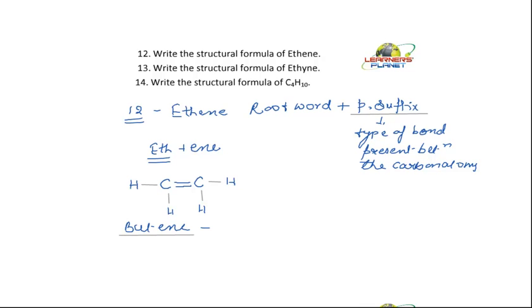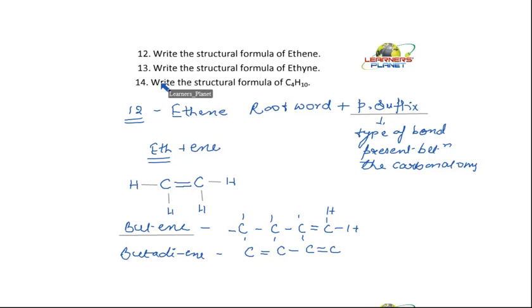But. But means what? 4. It means how many carbon atoms are there? 4. Ene means what? A double bond. And students, it's a single ene. It means there is only one double bond. If I am saying butadiene, what does this mean? This means that there are 2 double bonds. Now accordingly, in order to complete the tetravalency of carbon, put the respective hydrogen atoms here. In your exams, don't forget to put the hydrogen atoms. Fine? So this is your ethene.